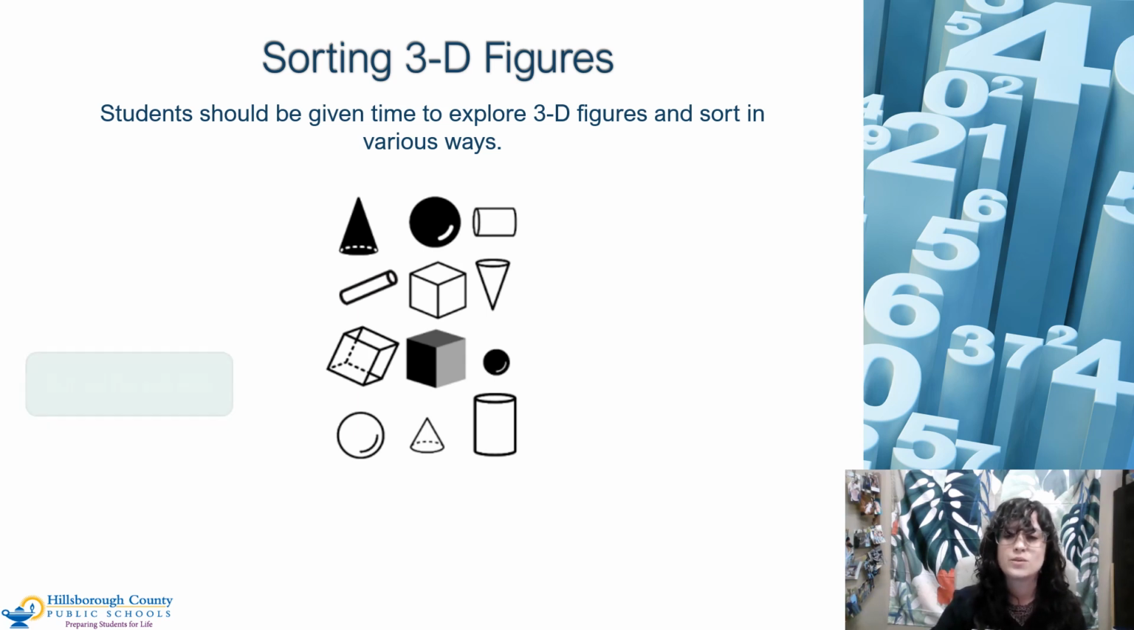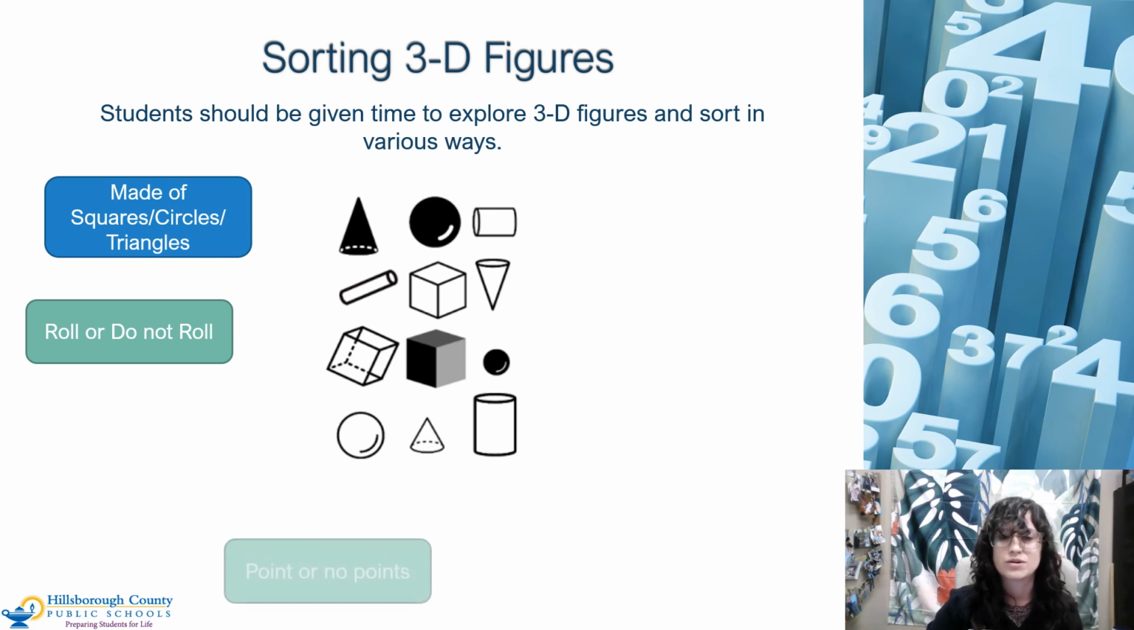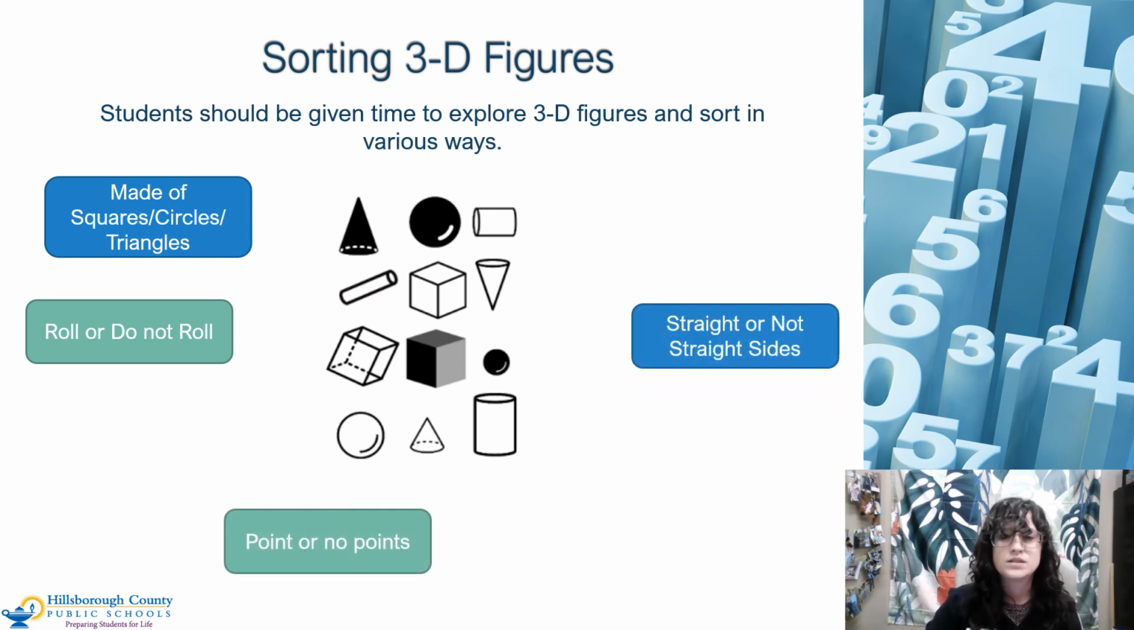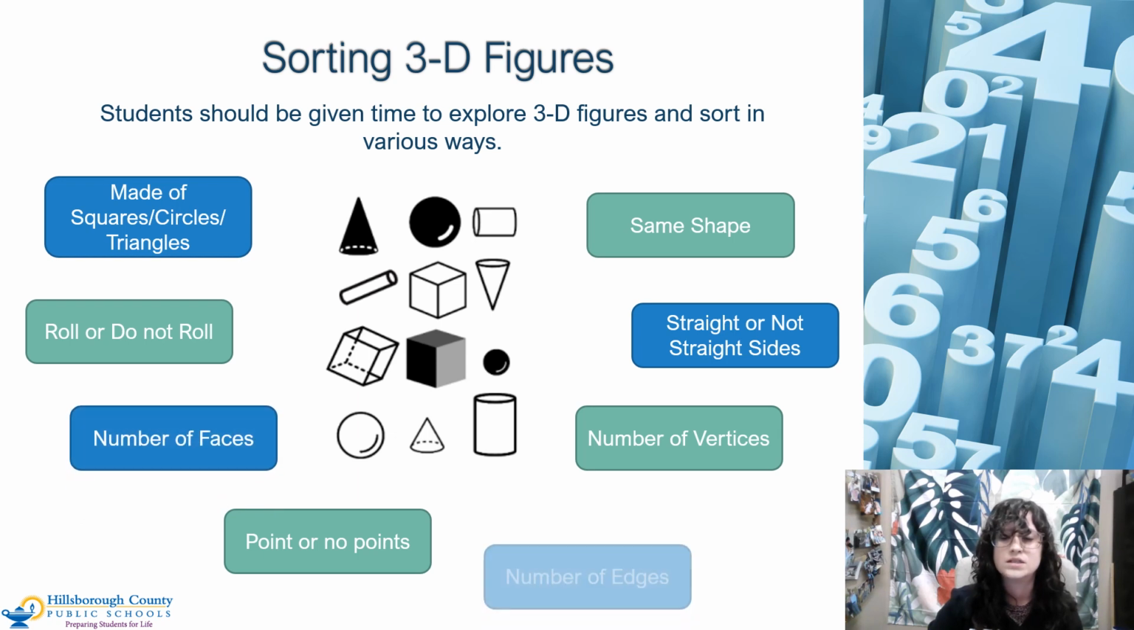So some of the different ways that our students might sort is by: does the shape roll or not roll? Does it have squares, circles, or triangles? Points or no points? Straight or not straight? It's the same shape, the number of vertices, the number of faces, and even the number of edges on the shape.